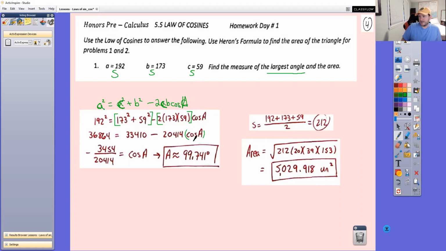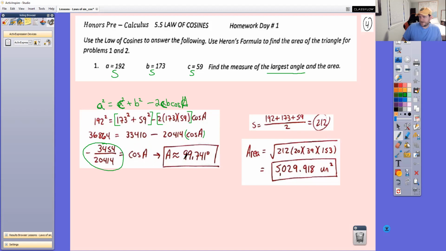So to get cosine A alone, you can't subtract the 20,000 from the 33,000. They're unlike terms because this is attached to a variable and this isn't. So instead what we have to do is subtract the 33,000. That leaves us with 3,454. Then you divide it by this number. This essentially becomes the coefficient on your variable. So you then divide by that. That gives you this fraction.